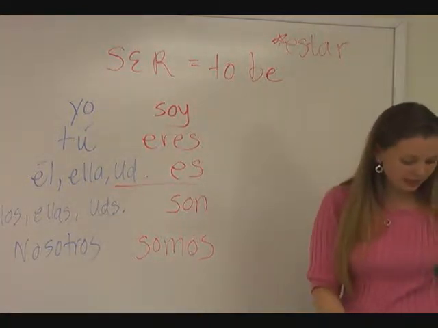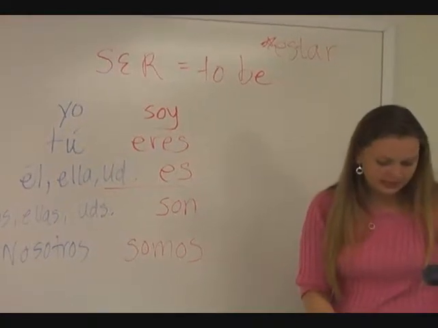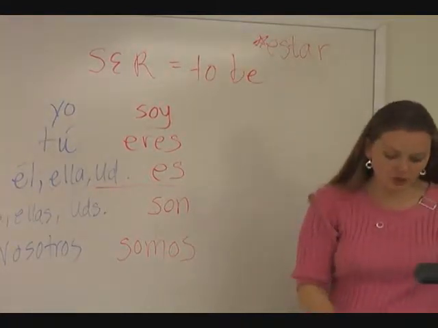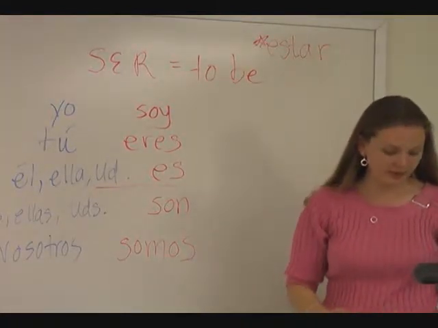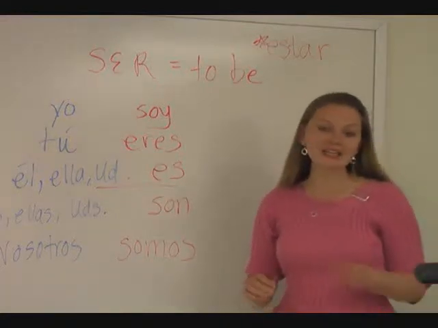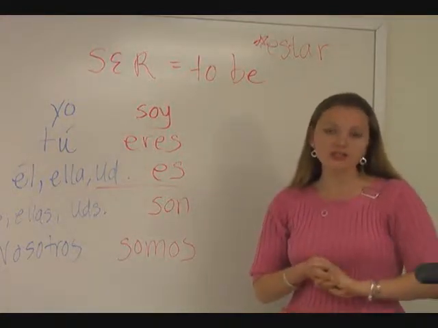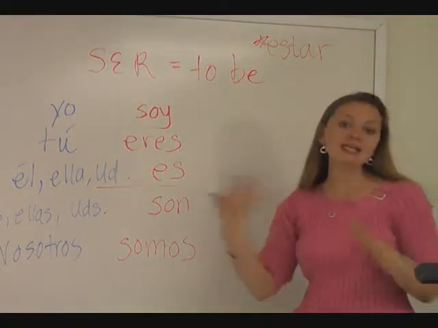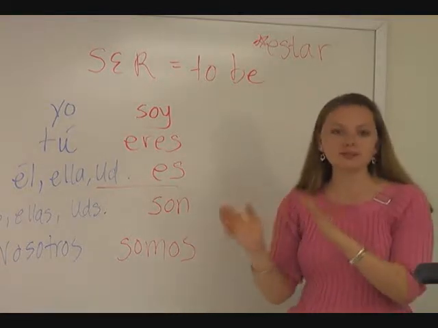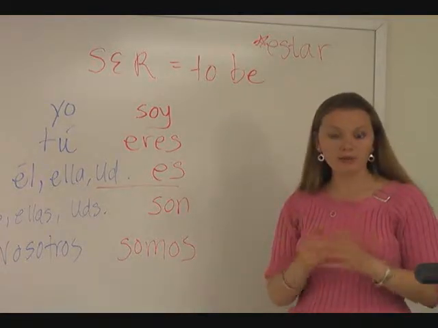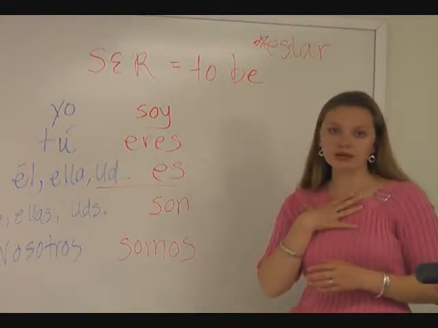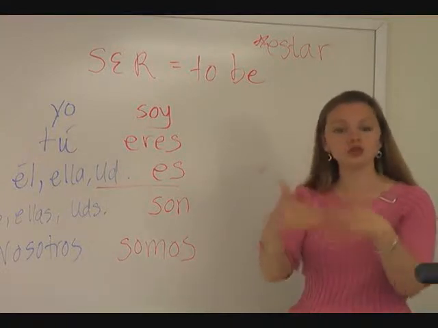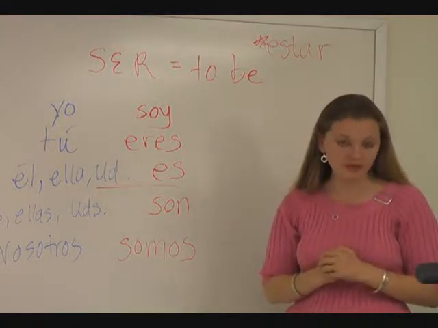Y si ustedes miran en el libro conmigo en la página 73, vamos a ver cuáles son los usos de ser. Ser se usa para identificar, to identify. So in other words, you use the verb ser when you're identifying a person as someone else. That can mean or as something else, as their profession. Por ejemplo, yo soy profesora. That's an identification of myself. Tú eres estudiante. You are a student. That's an identification of yourself.